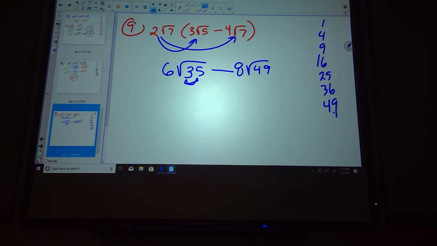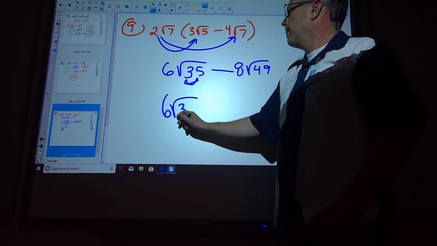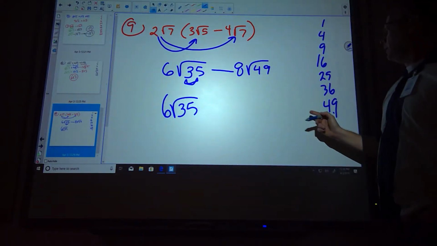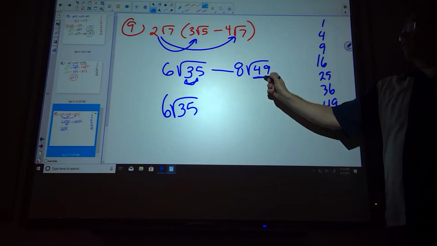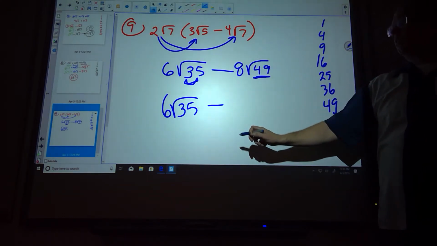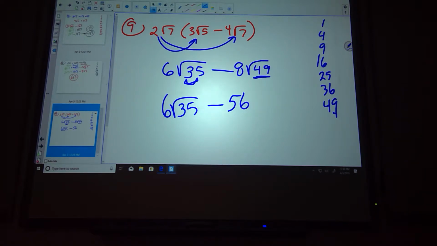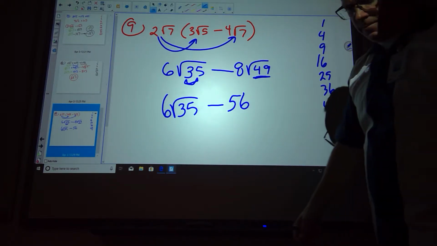What do you think? No, I agree with you guys. Doesn't work. So 6 root 35 is sticking as it is. I'm not getting any fancier on this one. But look at that. What's the square root of that? 7. What does that 7 do with the negative 8? Multiplies. Done. That's it. Can we do 7? 7, you got it.